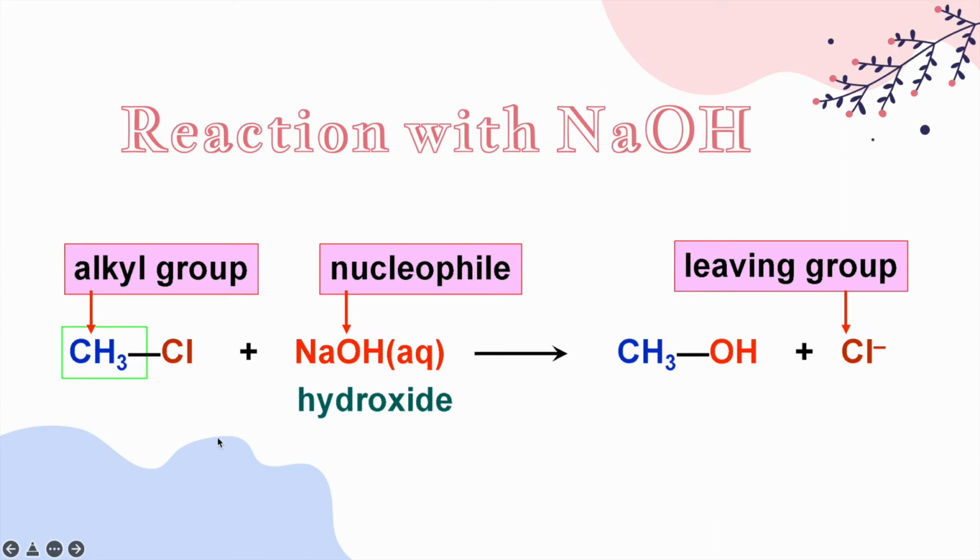Reaction with NaOH. So this is the reaction of haloalkane with sodium hydroxide. The haloalkane, we have an alkyl group in this haloalkane, reacts with a nucleophile. Remember, this is NaOH, a strong nucleophile. So the OH minus here is the strong nucleophile. This OH minus will replace the Cl in the haloalkane, and it will become CH3OH, and Cl minus will be the leaving group. This is the reaction with NaOH, a strong nucleophile.